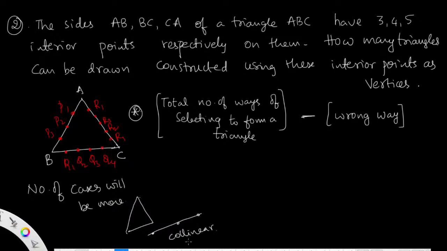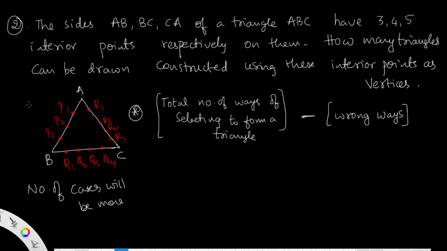Such types of conditions are said to be wrong ways. The total number of ways of selecting points to form a triangle minus the wrong ways, which are nothing but the collinear cases. That is why we can easily solve this problem. Wrong ways: how many total number of ways?